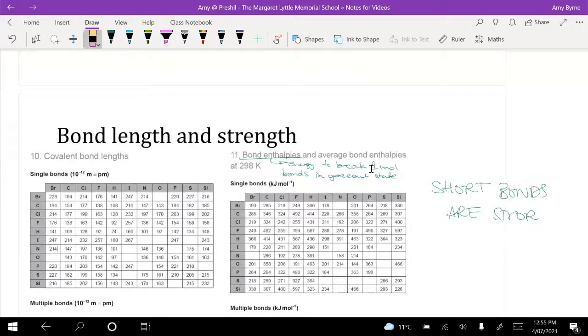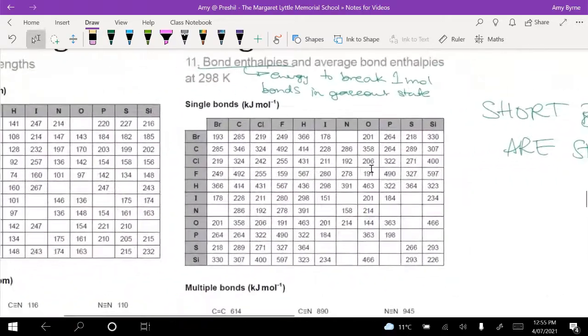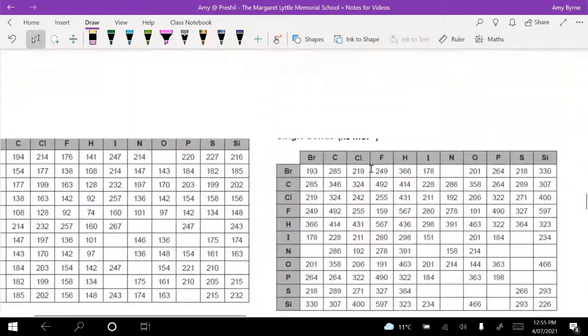Be good if I could spell strong. S-T-R-O-N-G. Congratulations, Amy. So the shorter a bond is, the stronger it is.